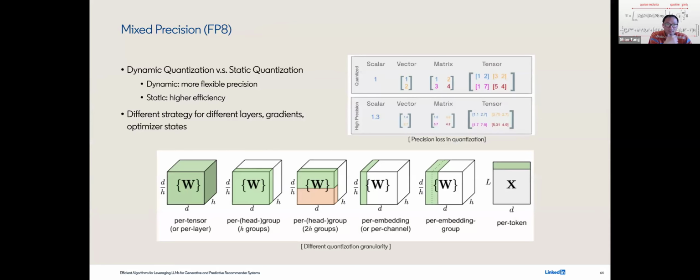So lastly, recently there's an emergent interest in FP8 mixed precision, and it involves dynamic quantization versus static quantization. And for quantization, there's an abundance of different strategies at different granularity levels, as we show at the bottom: per tensor, per group, per embedding, right? Basically, without appropriate quantization, the training will not be stable. That's why there's a lot of work and effort on the quantization front.